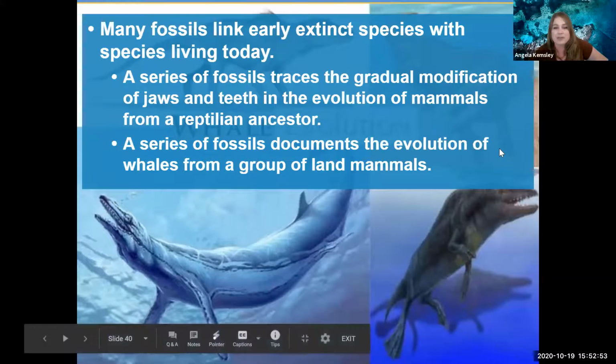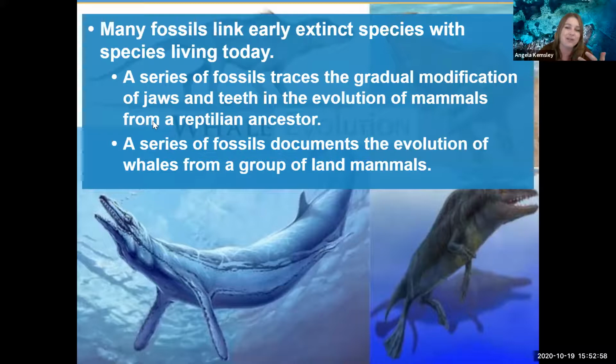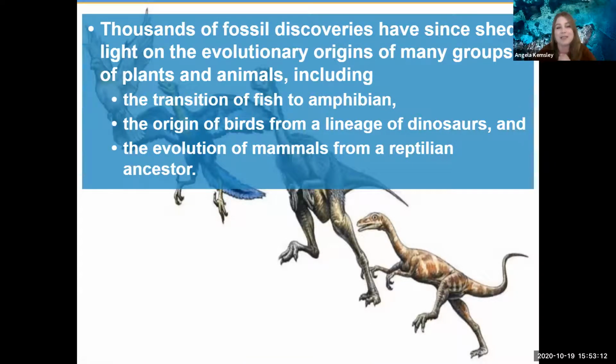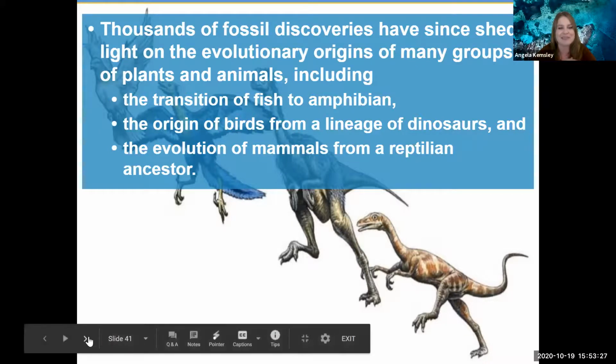So many fossils do link early extinct species with species living today. A series of fossils traces the gradual modification of jaws and teeth in the evolution of mammals from a reptilian ancestor. There's a series of fossils that documents the evolution of whales from a group of land mammals. And thousands of fossil discoveries have since shed light on the evolutionary origins of many groups of plants and animals, including the transition of fish to amphibians, the origin of birds from a lineage of dinosaurs (the dinosaurs' most closely related living relative is like the chicken), and the evolution of mammals from a reptilian ancestor.